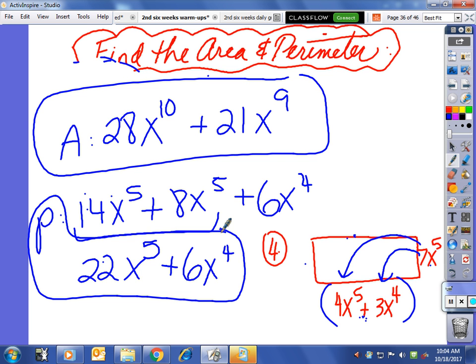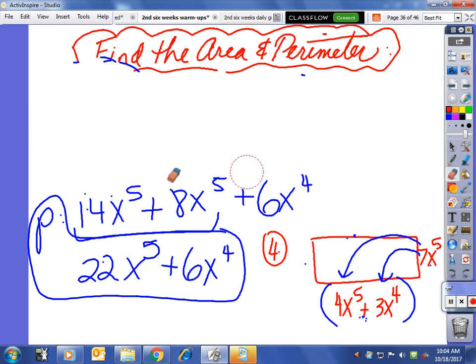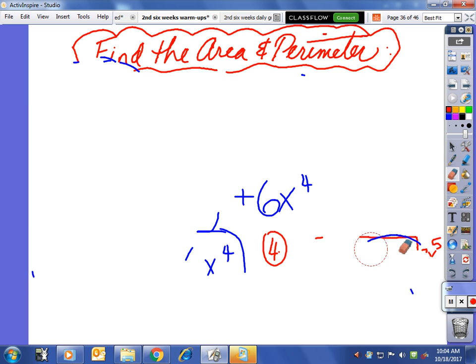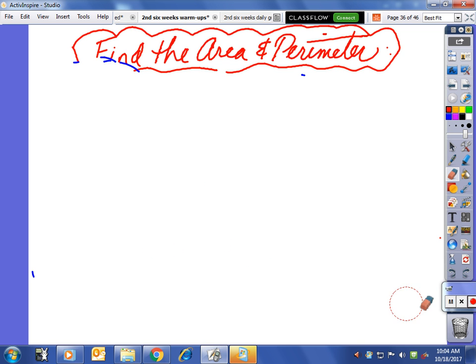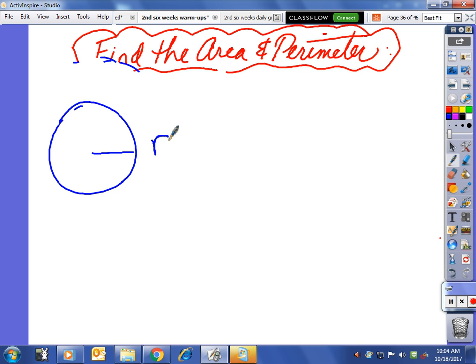Now, I promised you a circle, and I will give you a circle. I didn't have room on the warm-up, but I want to make sure you know circles as well. It will be on your quiz, which could be as early as tomorrow. Here's a circle. You want me to give you radius or diameter? All right, we'll do a radius one. The radius of this circle is, I don't know, how about 4x to the 6th?